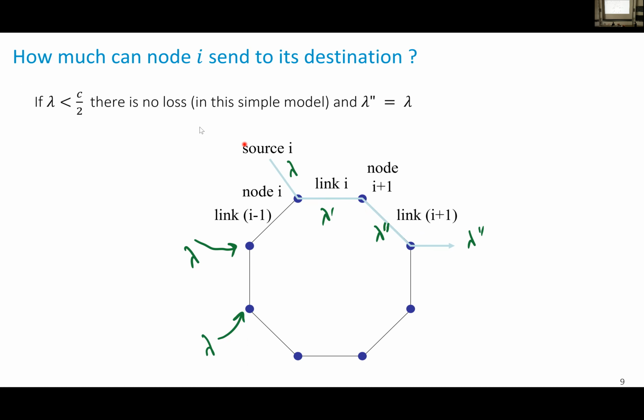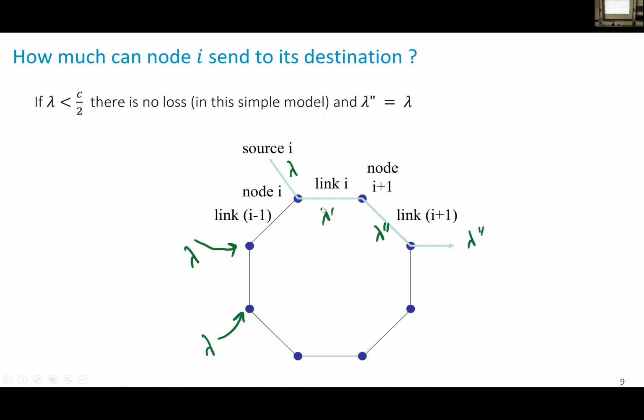We see that every flow uses every link twice. So on this link here, there is some traffic coming from source I, but also traffic coming from the previous source here. So we see that certainly if the lambda is less than C over 2, then the traffic that goes on the link is less than C, because there's two times lambda in the best case.